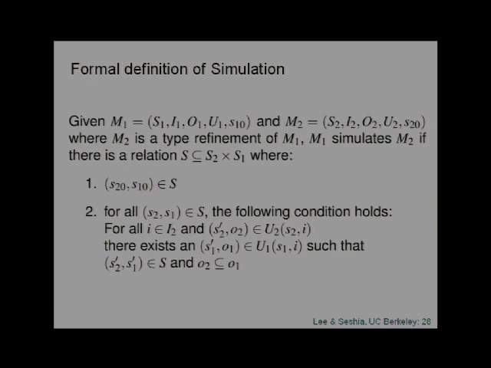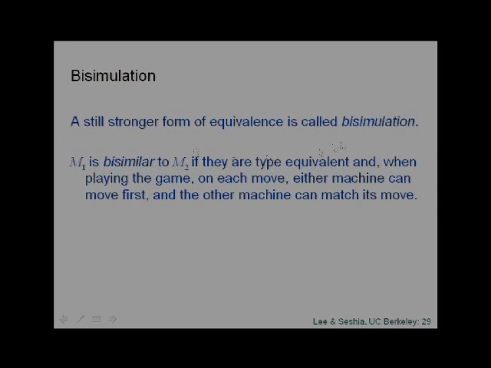And so the tricky bit about bisimulation is that it's possible to have two machines such that M1 simulates M2 and M2 simulates M1, but they are not bisimilar. Okay, and here's an example.